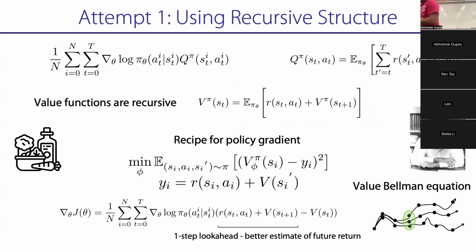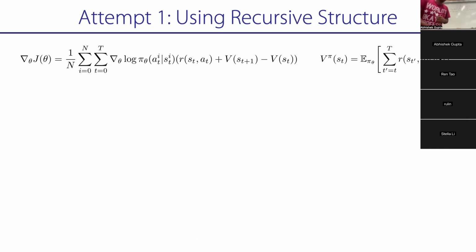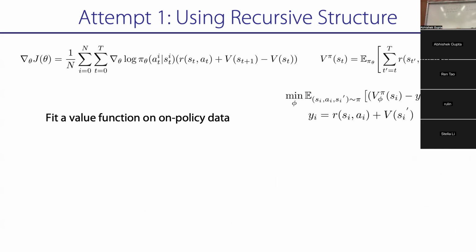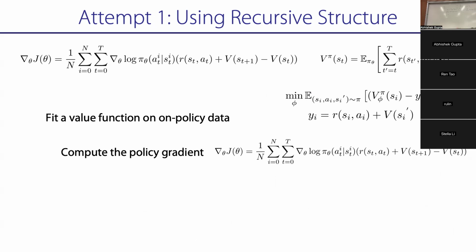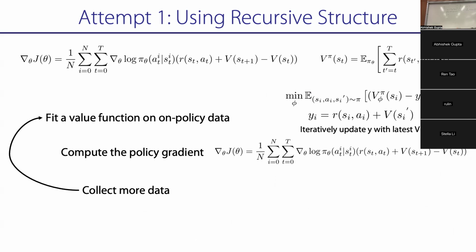No. Okay, so as you astutely noted, it's still on policy, but it is at least lower variance, right? And so we're going to try and fix that. But essentially, the procedure looks like: fit a value function from on-policy data, compute the policy gradient, collect more data, and repeat. And within this process of fitting a value function from on-policy data, you're not going to minimize this objective once, you're going to do it many times, right? So you're going to solve this regression, update the target, solve this regression, update the target, solve this regression. You're going to do this many, many times. Then you're going to update the policy gradient, collect more data, and then repeat.